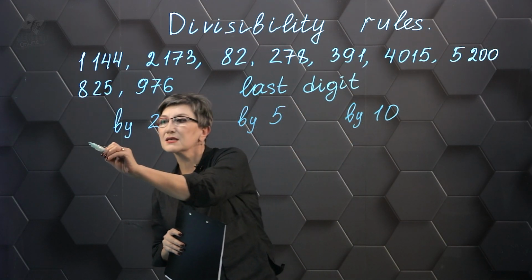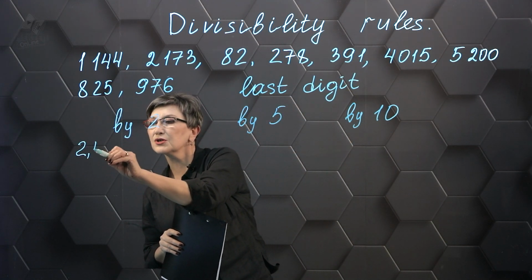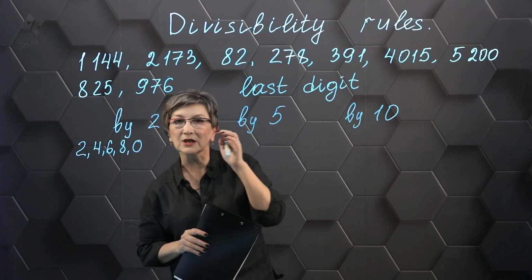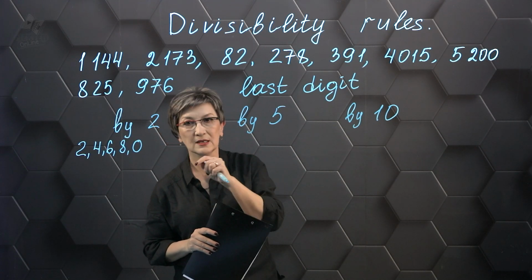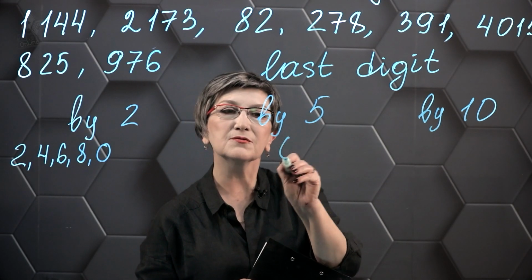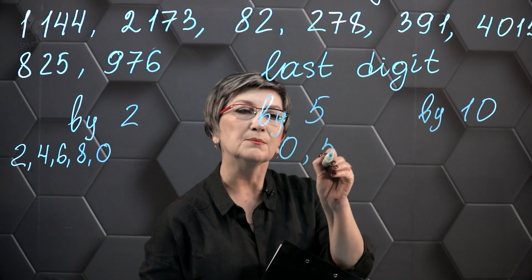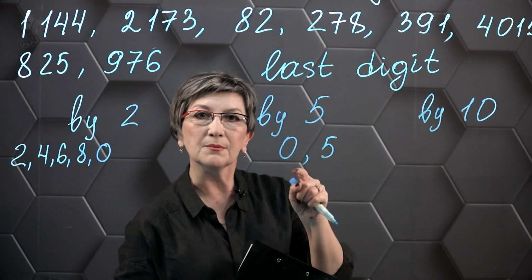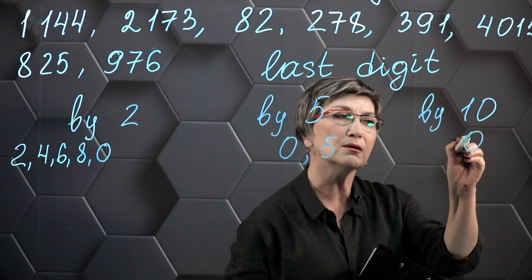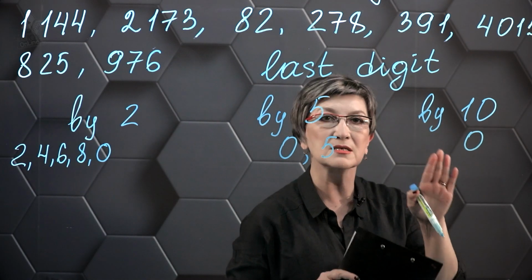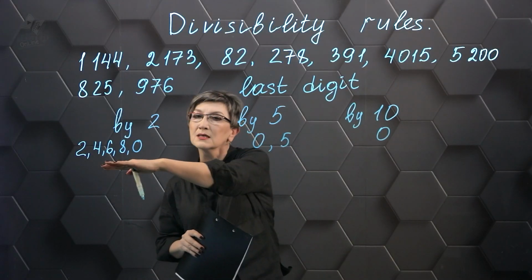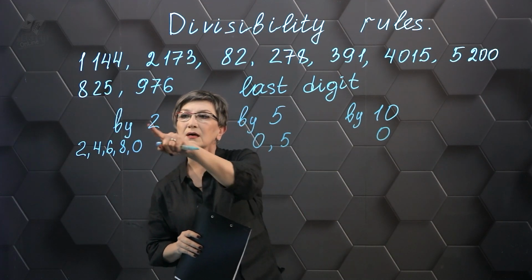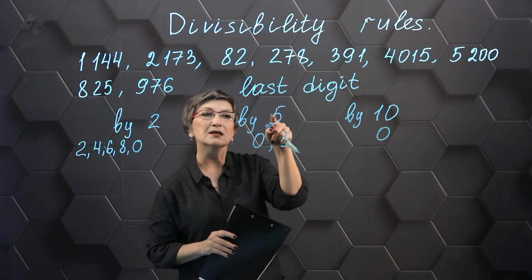If the last digit is 2, 4, 6, 8, or 0, then that number can be divided by 2. If the last digit is 0 or 5, then that number can be divided by 5. And if the last digit is 0, then this number can be divided by 10. Following these rules, we will write out numbers that can be divided by 2, by 5, or by 10.